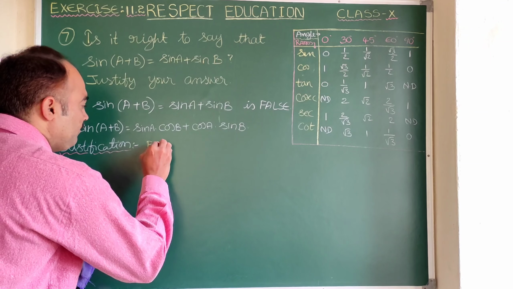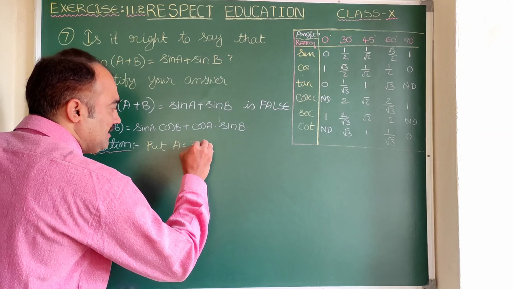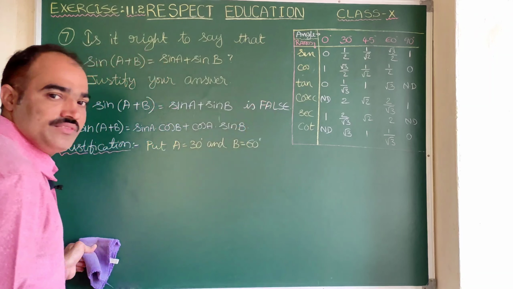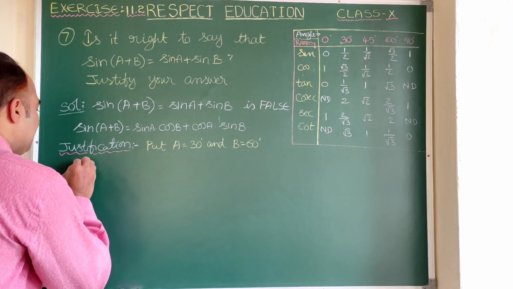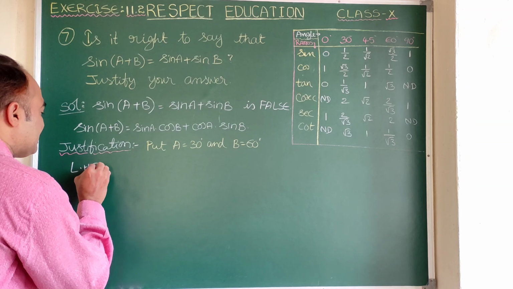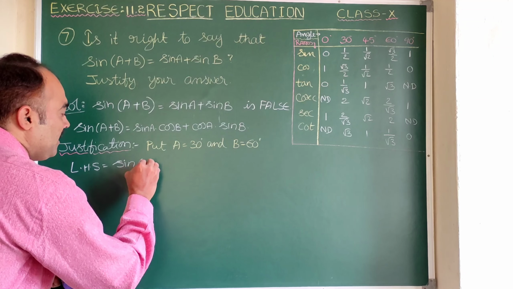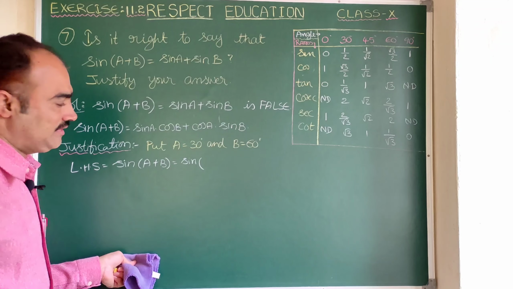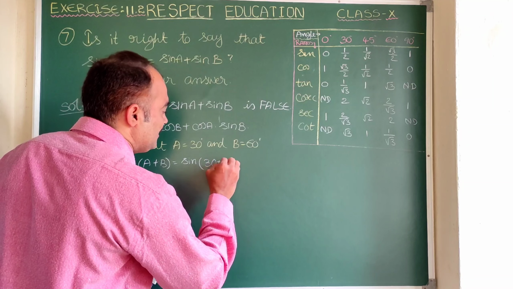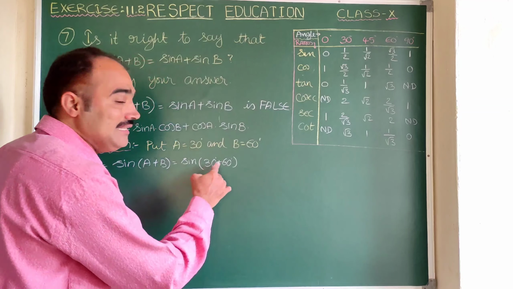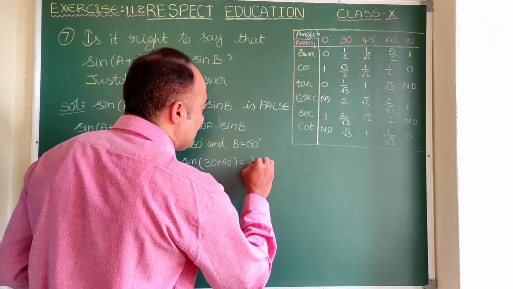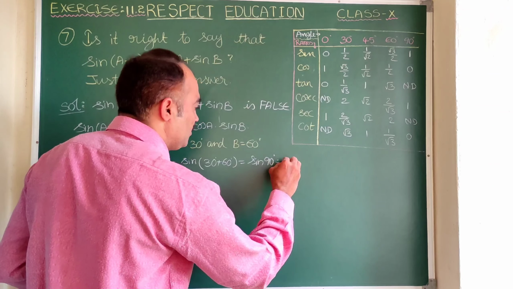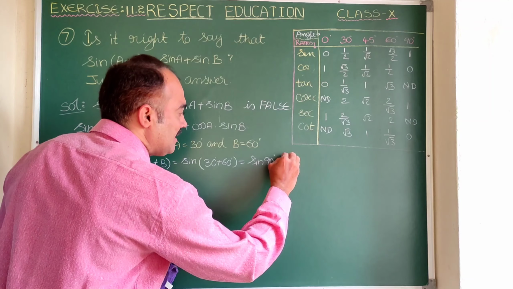So here I am writing: put in place of A 30 degrees and in place of B 60 degrees. Now let us substitute. Consider the LHS, left hand side part, that is sine of A plus B. It is sine of 30 degrees plus 60 degrees, which is 90 degrees. So it is sine 90 degrees. What is sine 90 degrees? 1. So the left hand side part gives the answer 1.